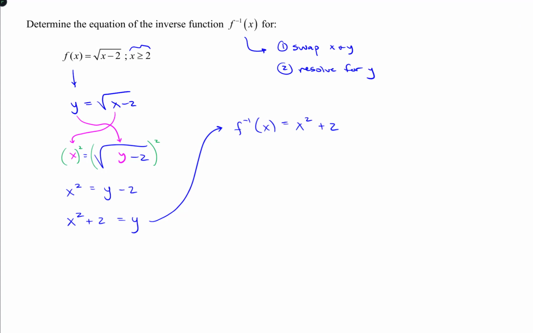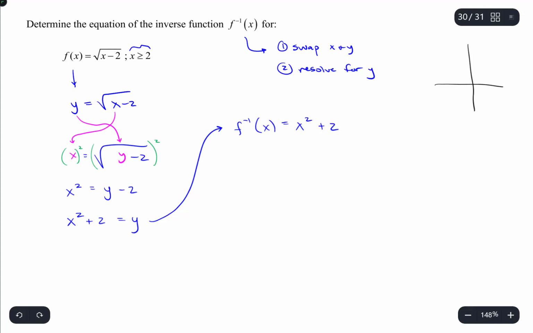Now, this x is greater than or equal to 2 part, this is where it is going to come into play. If you look at the graph of the original function, it was a square root that is shifted to the right by 2 units. All right, so it would look something like this. Now, if we invert that, you're always flipping the graph about the line y equals x. So this point here at (2, 0) would flip and go to (0, 2).